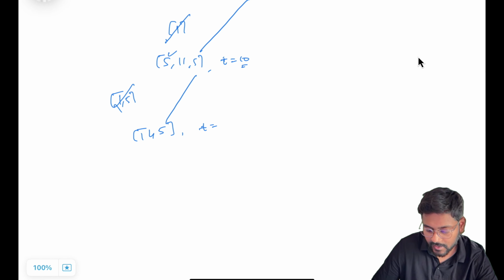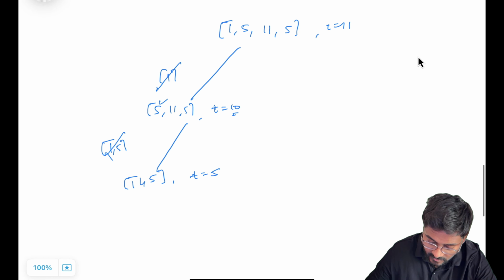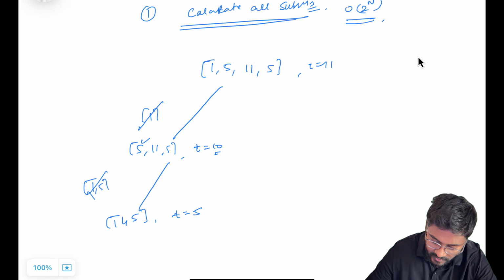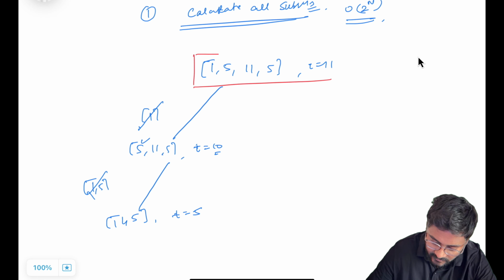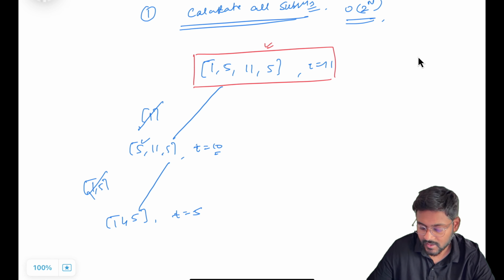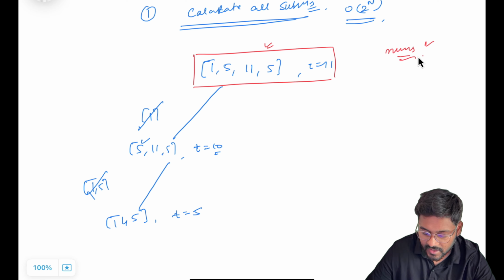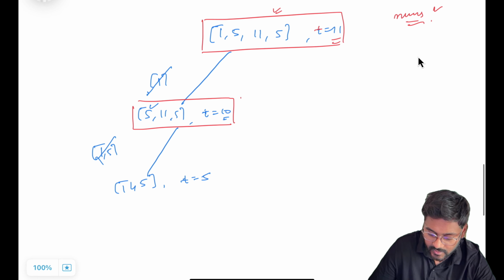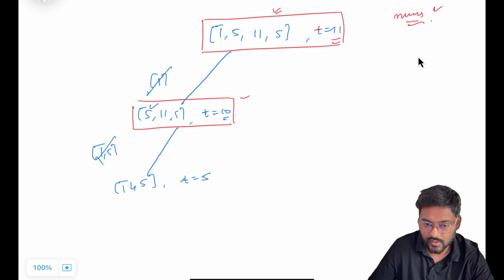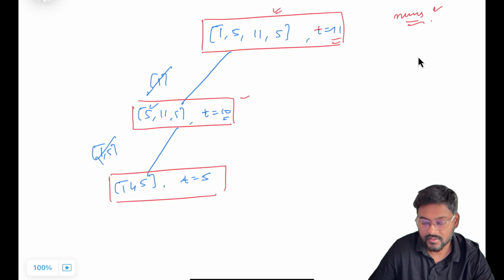And what is the target? The remaining target is 5. So here the problem is reducing. Earlier we had this many elements in the array. This is the given set. We are given a nums array, and you have to find the desired target, whether it exists or not.